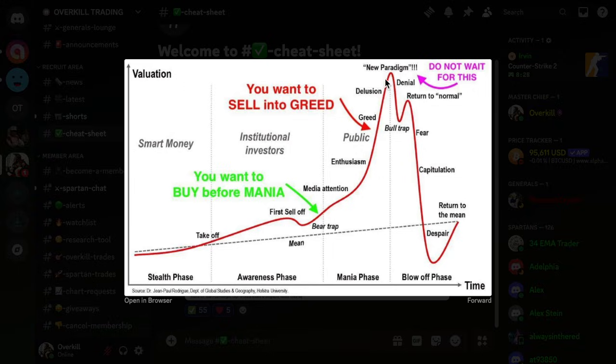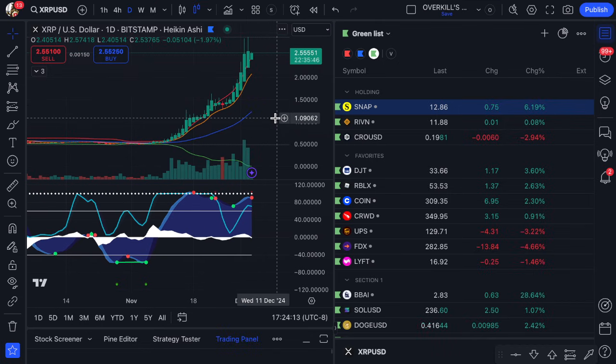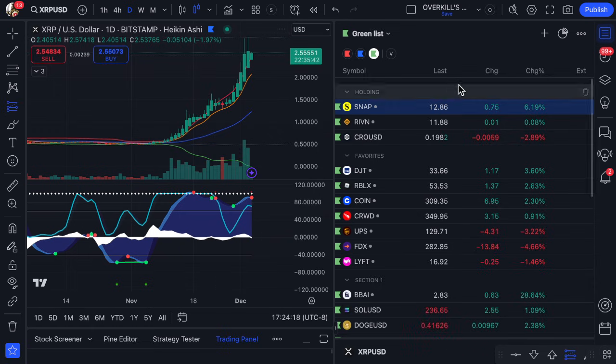We do not want to be buying as traders up in this area. This is what we call delusion. This is what we call the new paradigm phase. New paradigm means, oh my God, it's the next biggest thing in the world, right? But what you can see here on XRP is that we are extended off of our EMA. So we're extended off of our average.